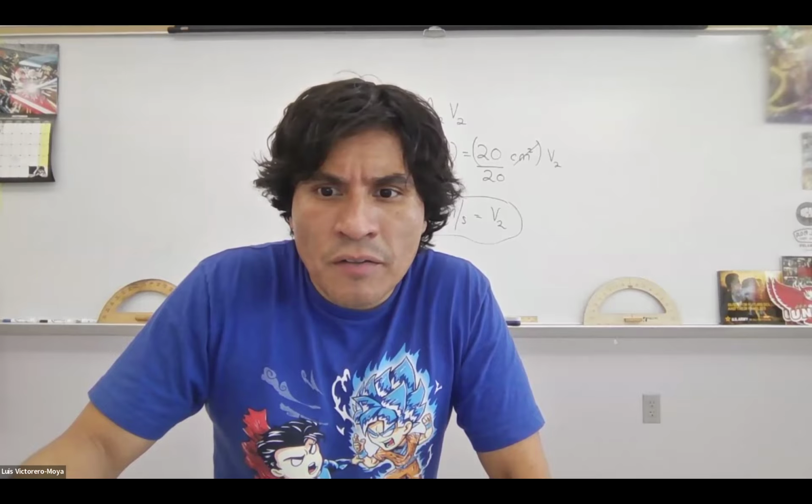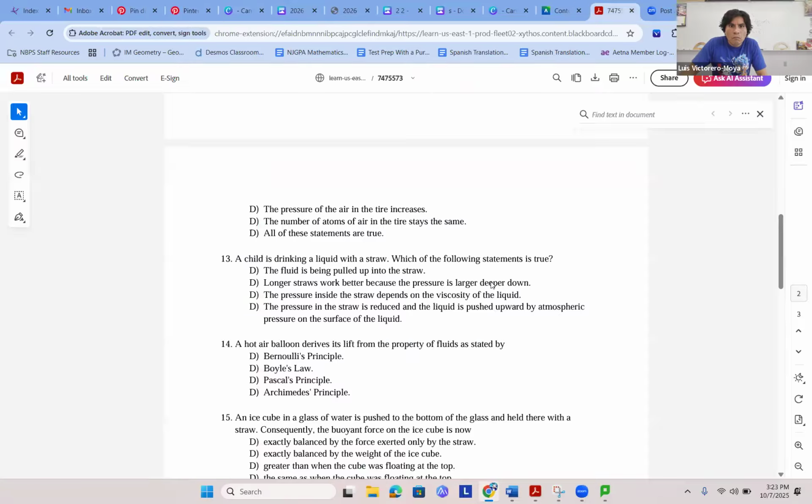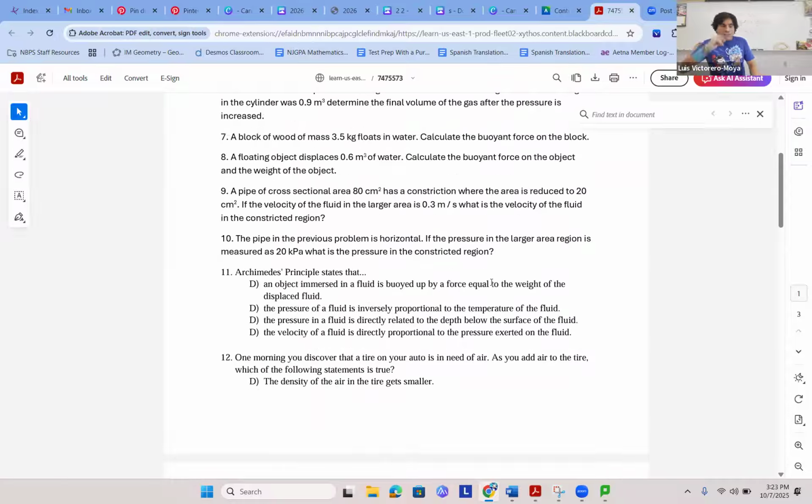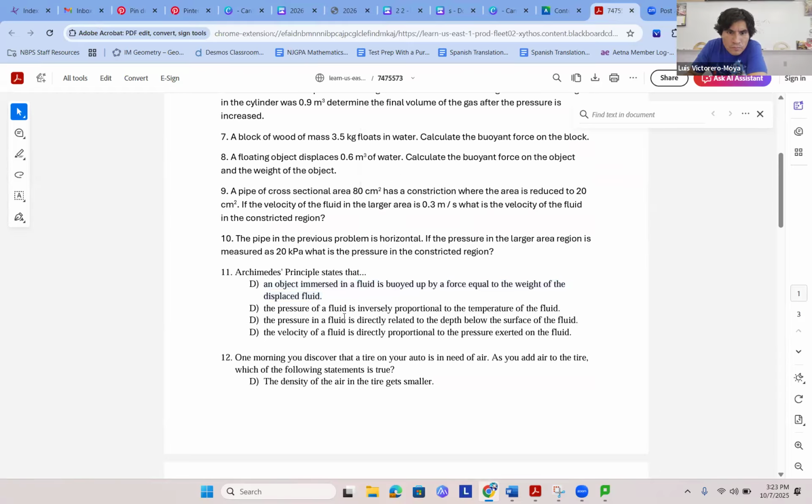Trying to, where do I share this? Here. For example, 11, Archimedes' principle states that an object immersed in a fluid is buoyed up by a force equal. Yeah, that's what we just did, right? So the answer here, right? The weight of the object is equal to the buoyant force. That's why an object floats.